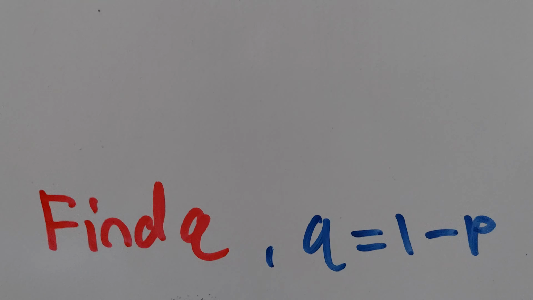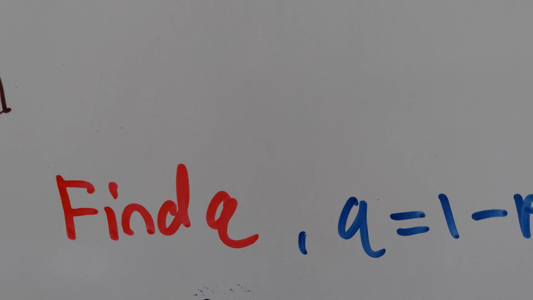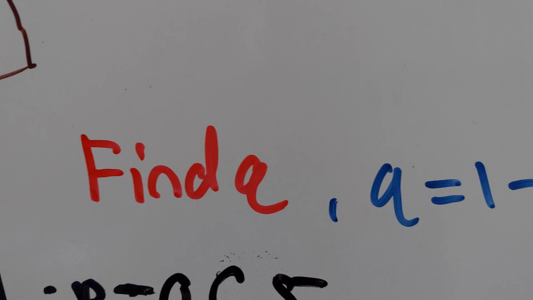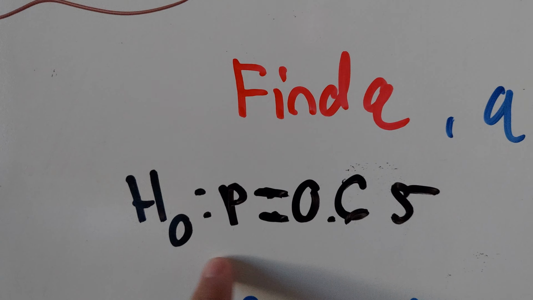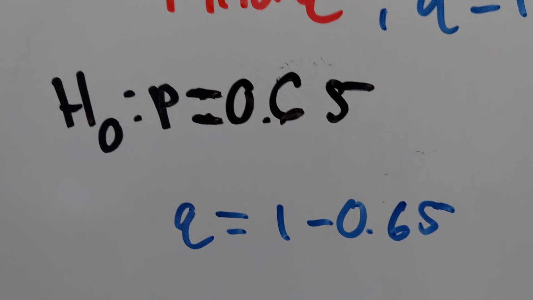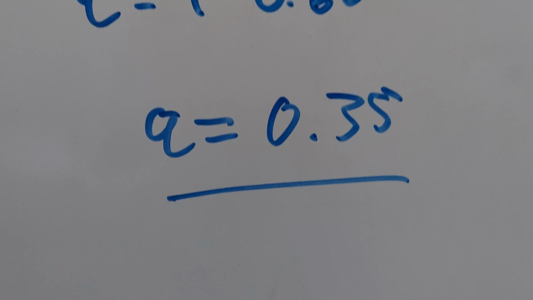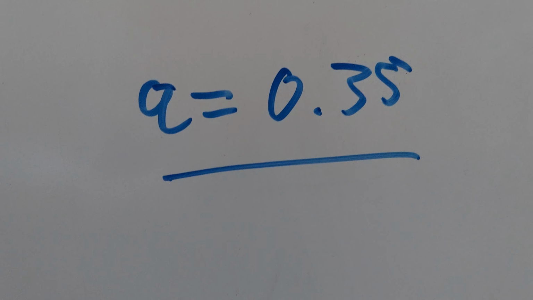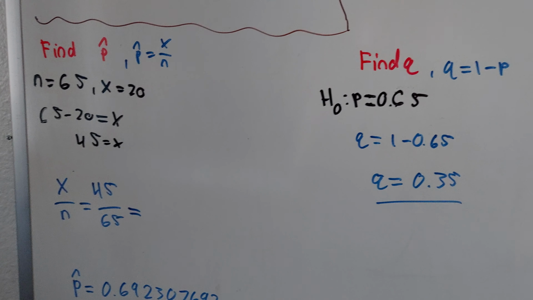All right, to find q, we're going to be using q is equal to 1 minus p. Now notice how I said p and not p hat. And the only p that we have is the null hypothesis, p is equal to 0.65. So we're going to plug that guy in. We're going to get 1 minus 0.65, and we end up with q is equal to 0.35. With that, we've got everything.